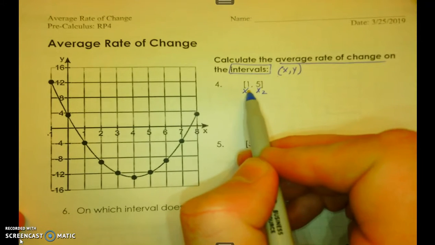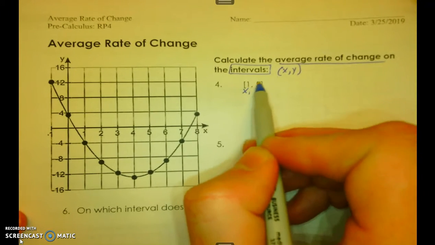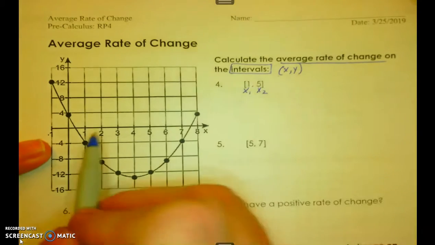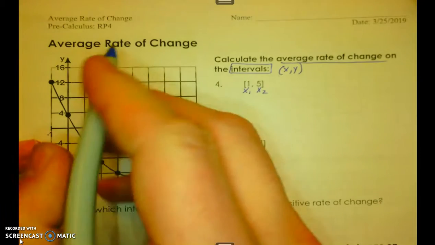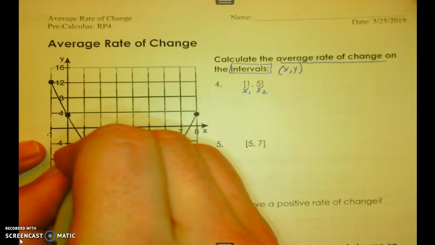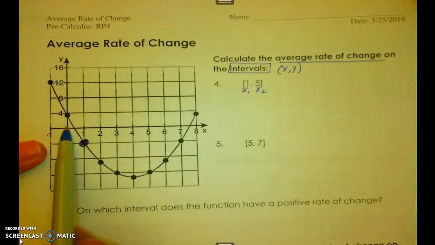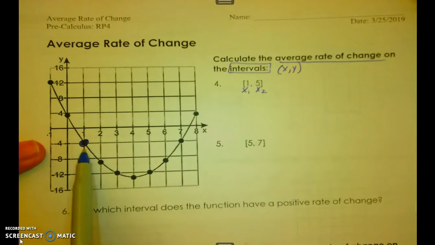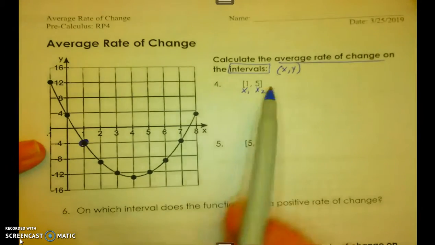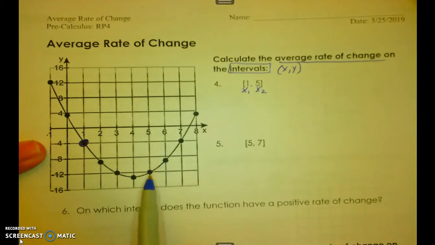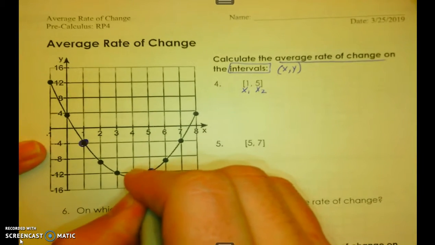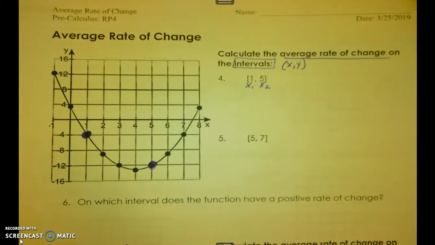So x1 is 1 and x2 is 5, right? So here's what you have to do. You have to go to x equals 1 and then go to the function. So the first point they're talking about is right down here. I go to the x value of 1 and then go to wherever the function is. Next, I'm going to go over the x value of 5 and go to wherever the function is. They want you to find the rate of change between these 2 points.